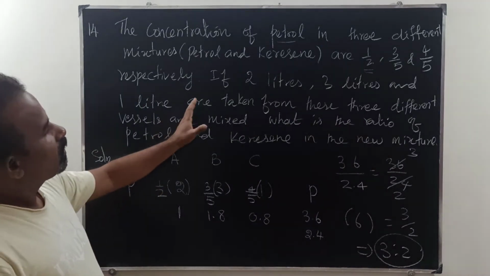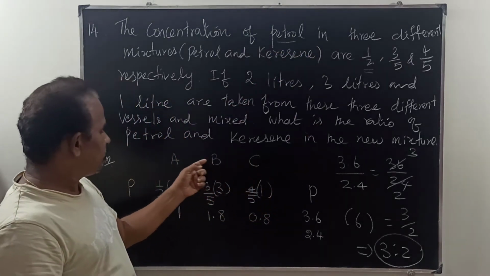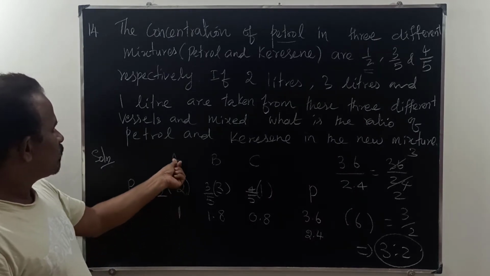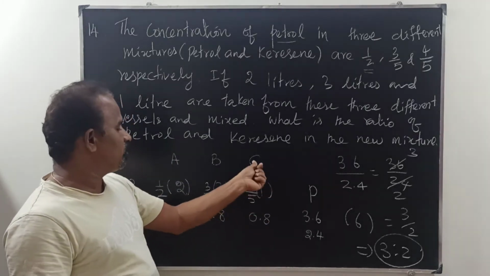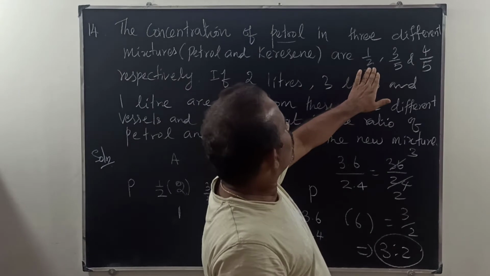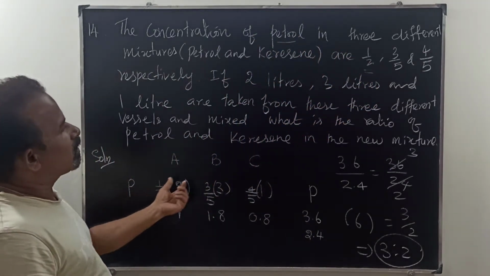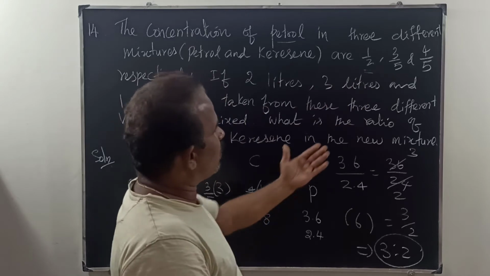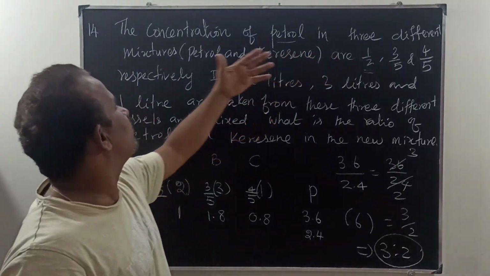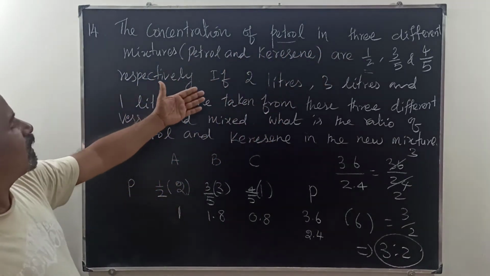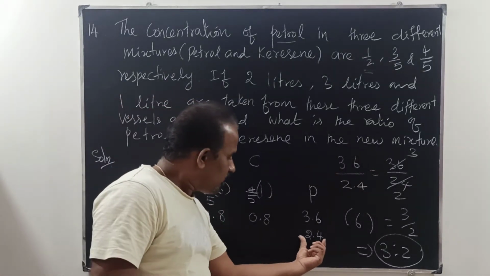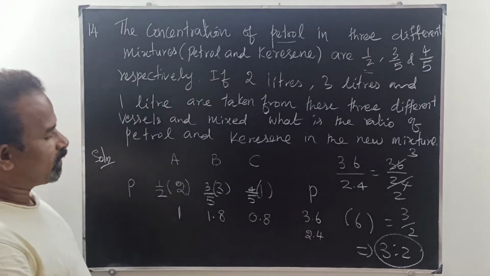So there are 3 mixers. We are taking 2 liters from this mixture, 3 liters from this mixture, 1 liter from this mixture, and half of the first mixture is petrol. 3/5 of the second mixture is also petrol. 4/5 of the third mixture is also petrol. Therefore, we can calculate petrol from this. Then ultimately, we will be getting the kerosene. If you take the ratio, you will be getting 3:2.